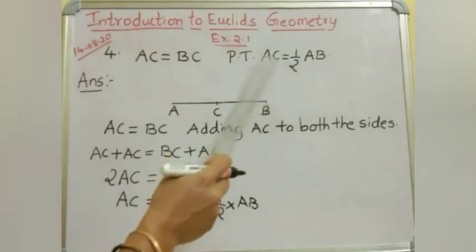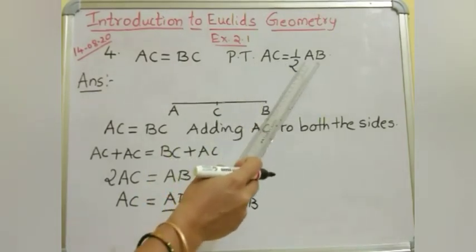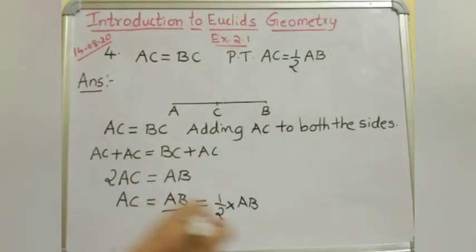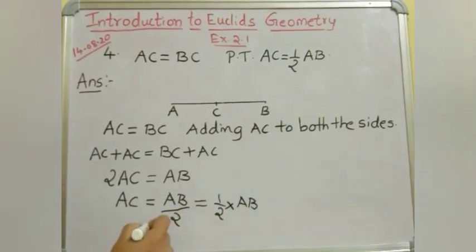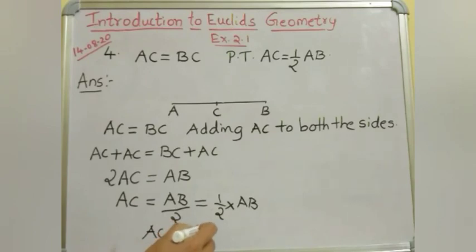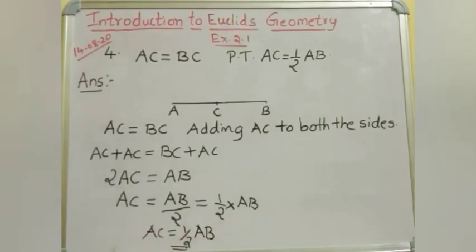Now see, we have proved AC is equal to half AB. So it is proved. AC is equal to half AB. Hence it is proved.